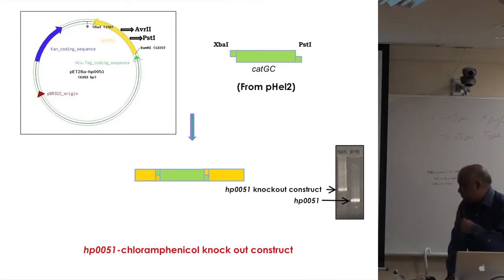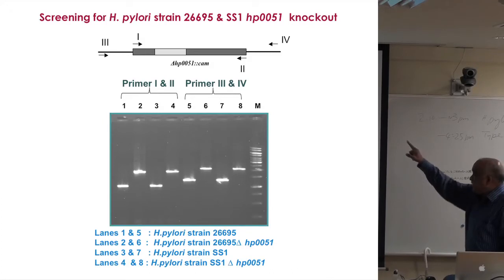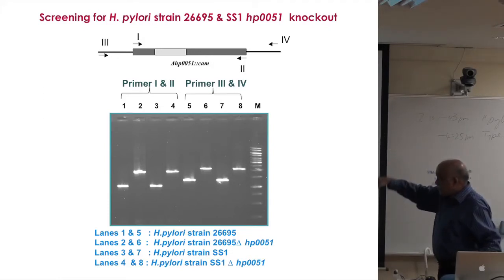But these are very standard procedures of a chloramphenicol knockout construct, confirmed by PCR and things like that. That's the procedure for transformation of Helicobacter pylori with this knockout, very well worked out in Calcutta, and to screen for the strains which have a knockout. And he not only did it in 26695, he did it in a number of other strains of Helicobacter pylori also. And this is important. One other strain is SS1. And you'll find different names coming up. There are about 5 or 6 strains in which he knocked out this gene.